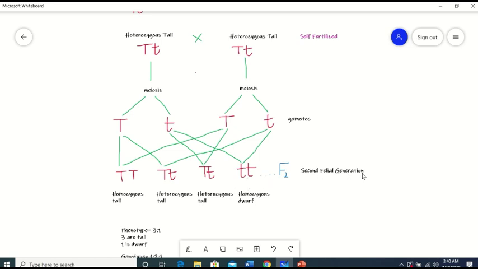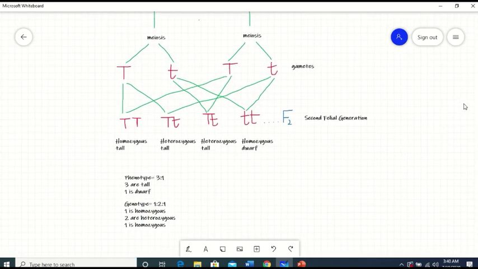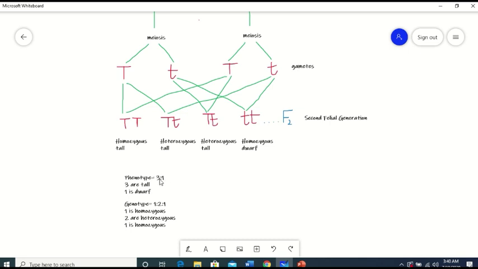The offspring produced in F2 or second filial generation were homozygous tall, heterozygous tall, heterozygous tall, and homozygous dwarf. The phenotype was 3:1. 3 are tall, this is tall, this is tall, and this is tall. 1 is dwarf, this is dwarf. And genotype was 1:2:1. 1 is homozygous, 2 are heterozygous, 1 is homozygous.